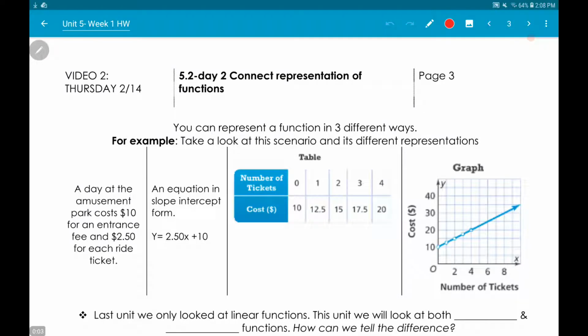We are connecting the different representations of functions now that we know what a function is. You can represent functions in 3 different ways. For example, let's take a look at this scenario. So here we have our scenario.